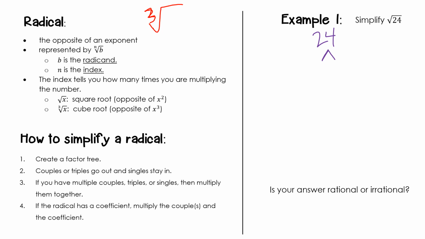The nice part about simplifying radicals is that any of these will work. So you could have a different factor tree than your peer. You guys are still going to end up with the same answer at the end of the problem.